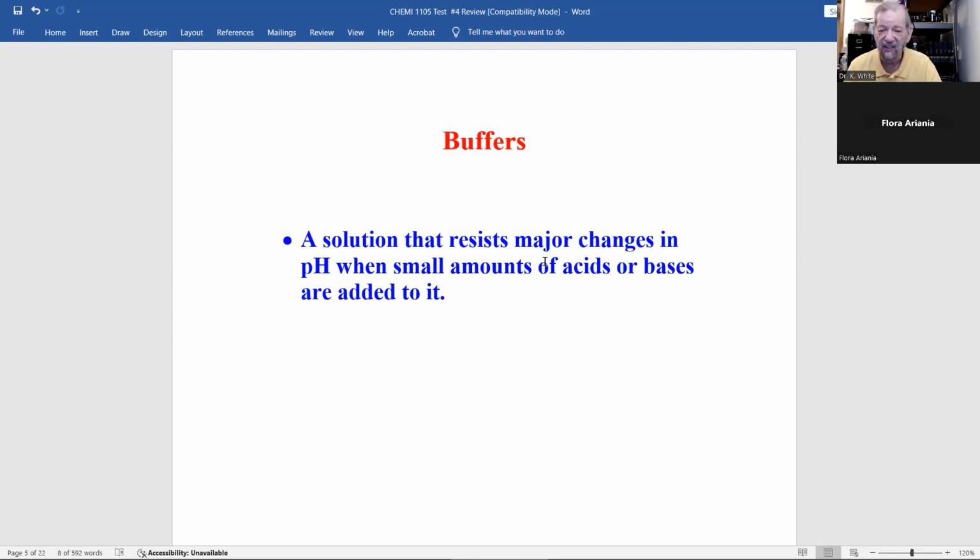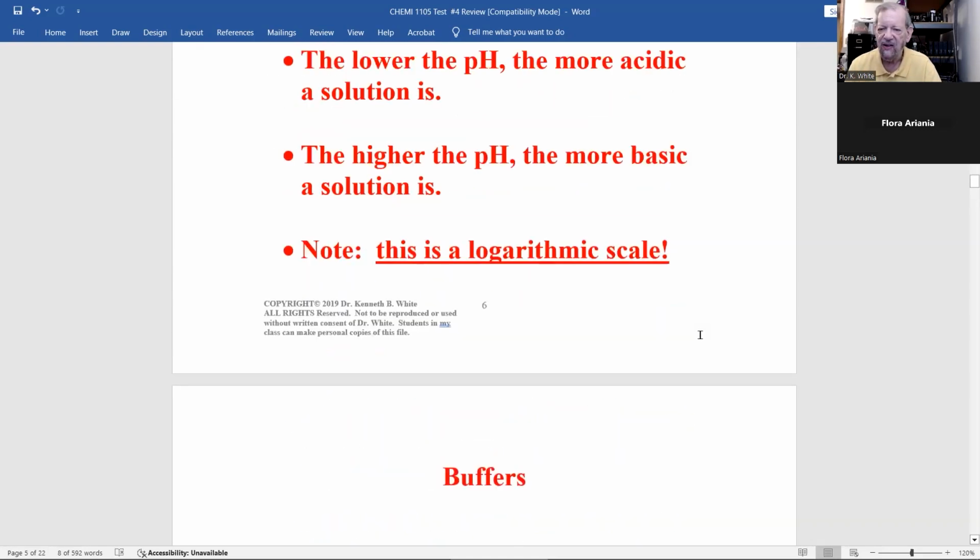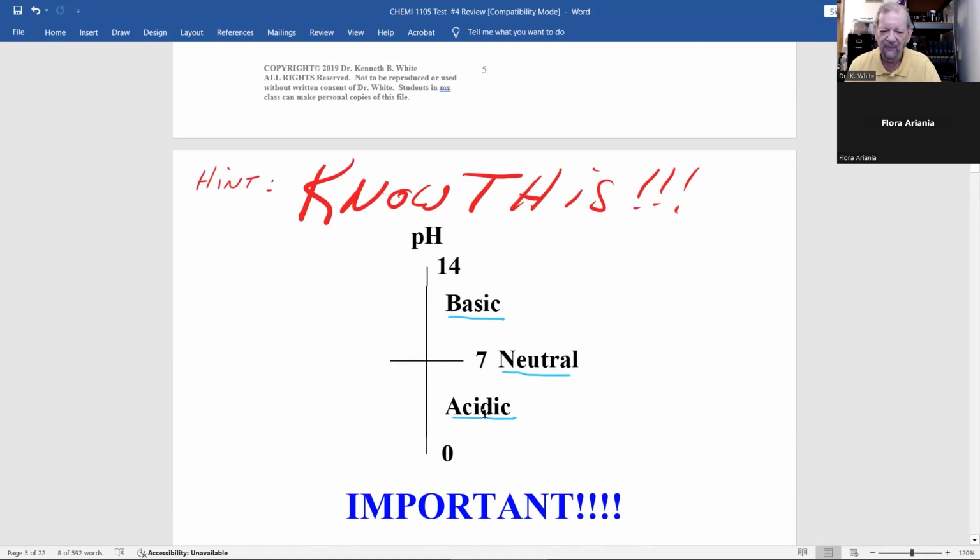Now, if I add an acid to water, that will cause the pH to go down and it'll make it acidic. The pH will go down when you add an acid to water. When you add base to water, the pH will go up.